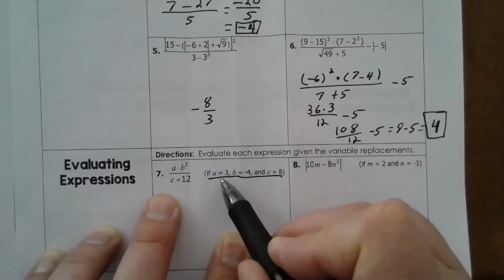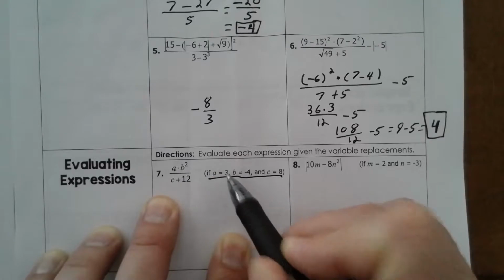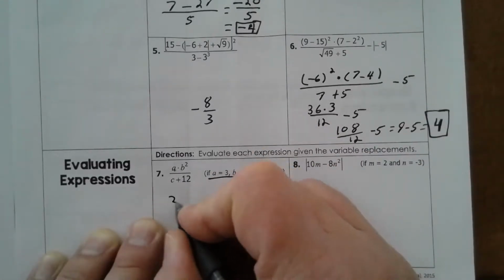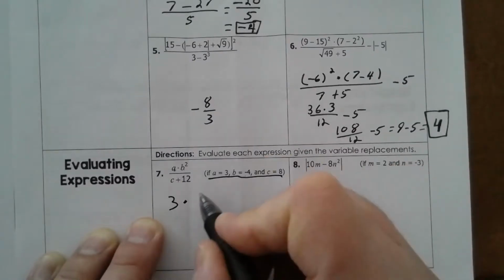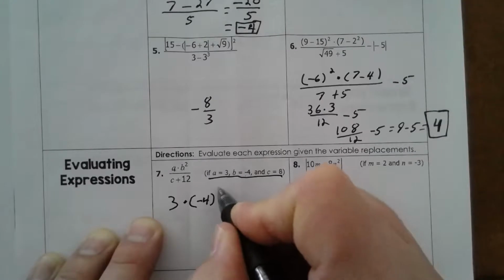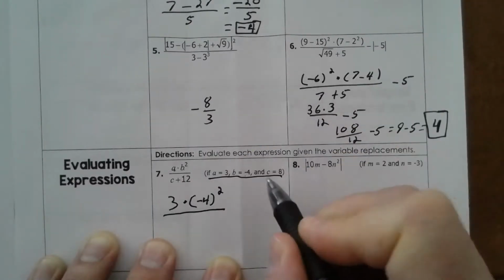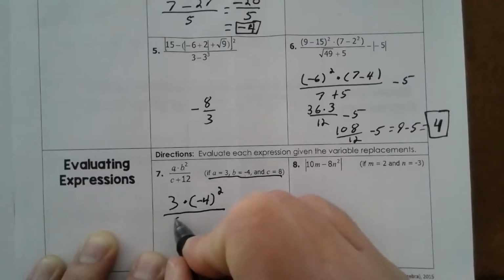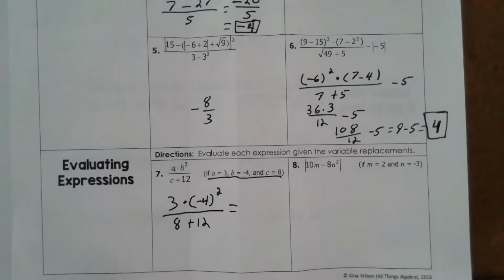All right, so I'm going to go back over to here. Everywhere I see an A, I'm going to put a 3. So I'm going to rewrite my problem. 3 times. Now I've got a B. What's B equal to? -4. Remember, put parentheses around that -4. And then C is equal to 8. 8 plus 12.